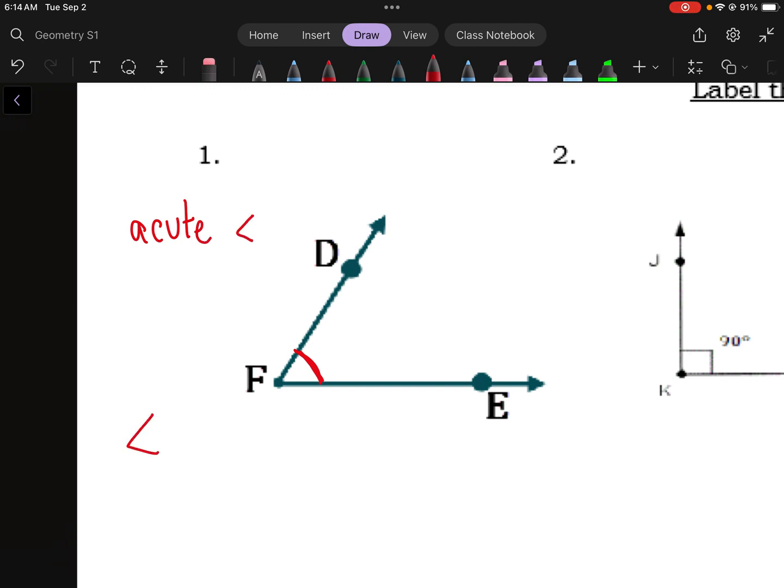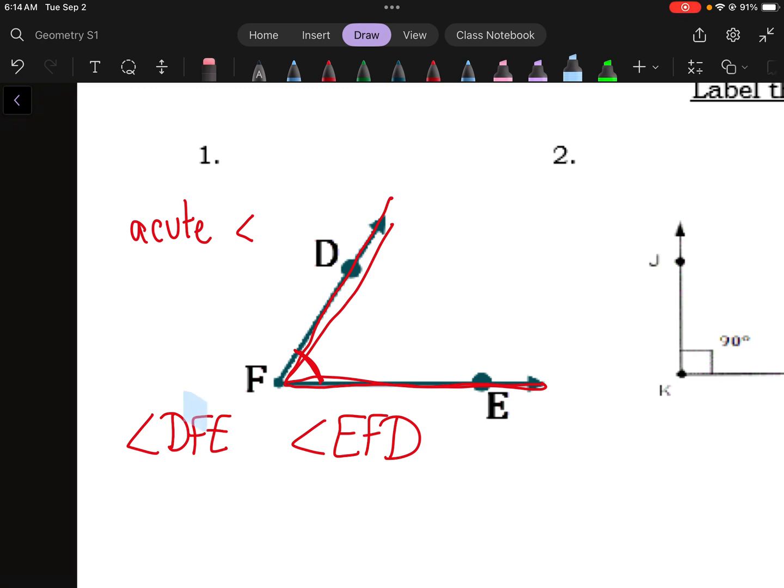Now let's write down the different ways to write it. If I'm writing this angle, DFE, and then EFD. Those are the ways to write it. You could also write angle F, but I think it's in our best interest to write it with the middle letter. So you need 3 letters. Make sure the vertex, where the corner of your angle is, is the middle letter.